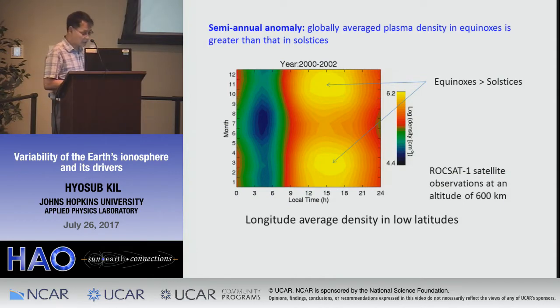And this plot is the average density, longitude average density in low latitude. This is the local time, this is the month. The plasma density in equinox, okay? Equinox is greater than solstices. This phenomenon is called a semi-annual anomaly.